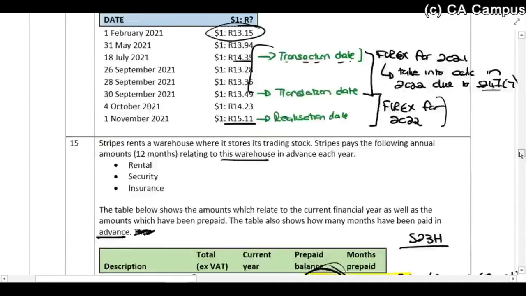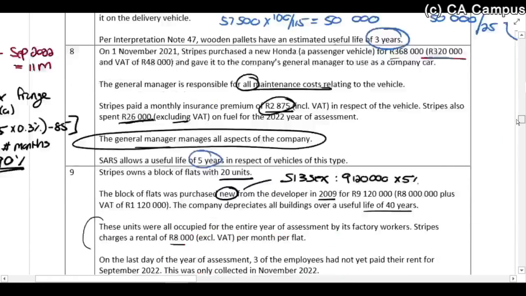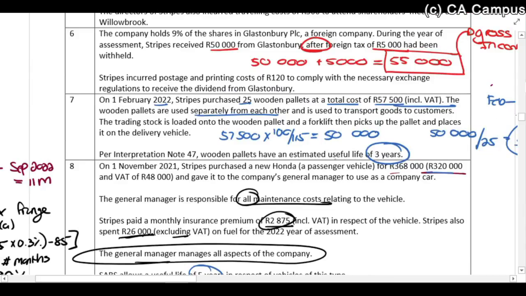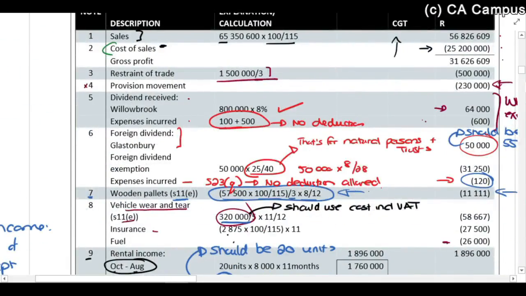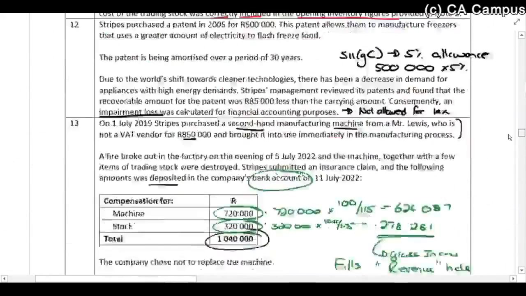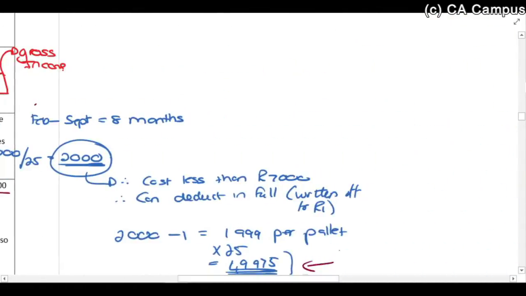So for example, if we go back to those pallets, you'll remember that we had some pallets. If I can just find them here quickly. Yes, number 7. Those pallets, the financial manager claimed a wear and tear allowance. You'll recall, if I just take you back up to the calculation, over 3 years. But we also saw that in terms of interpretation note 47, they could have claimed a bigger amount. So that is, for example, something that you would have to comment on.